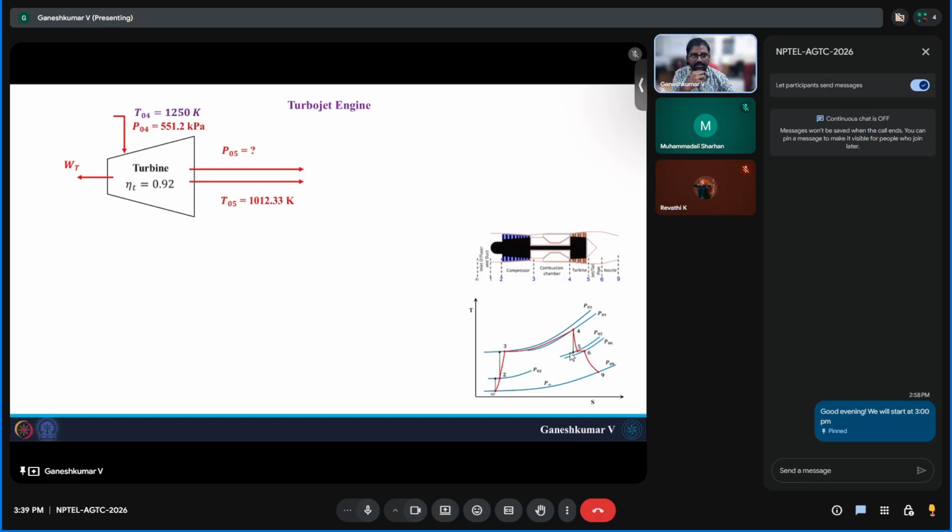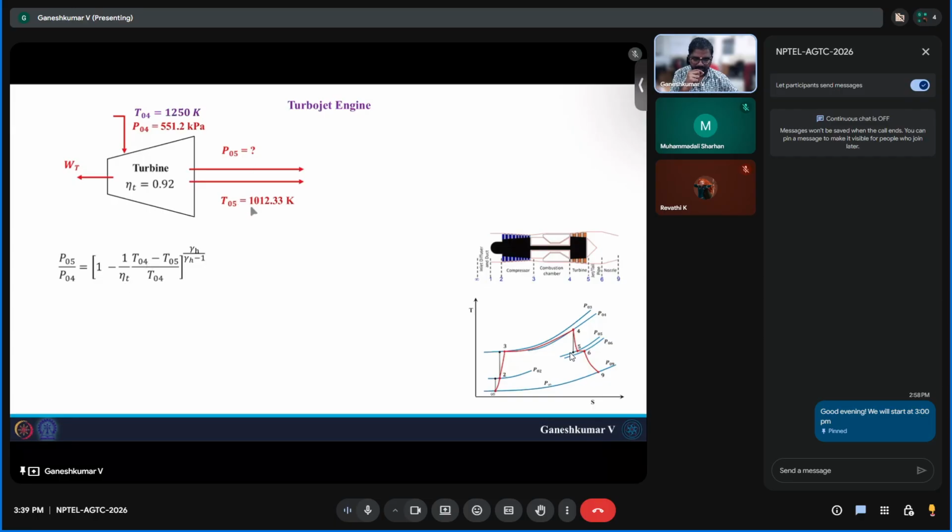We have studied this, right? So the turbine isentropic efficiency is there. Since we know the isentropic efficiency is 92% for the turbine, from that relation you can find P05 by T05. So that is how you get this relation. I'm not deriving it again, but you can check the notes. We studied this in week 2. So we will just substitute these numbers here.